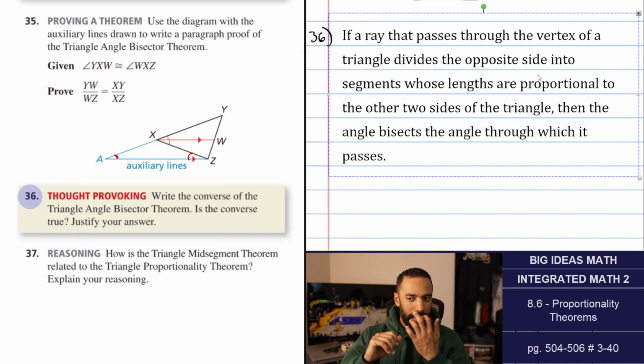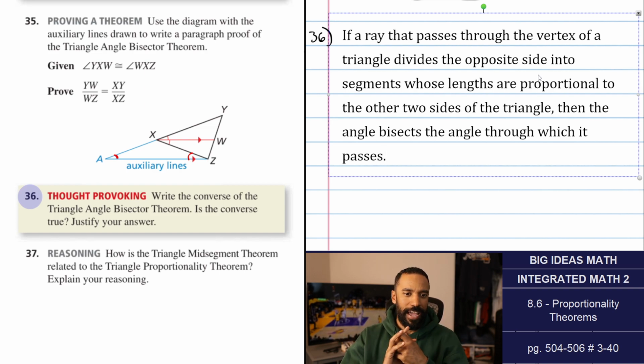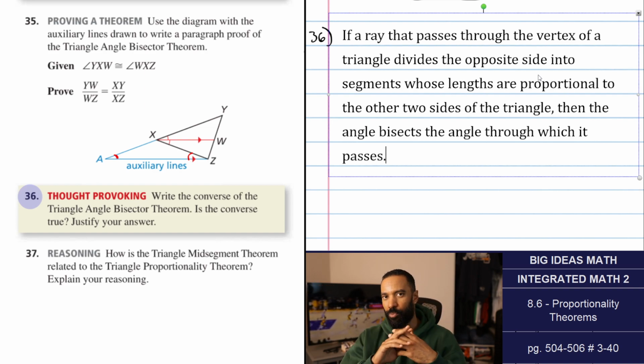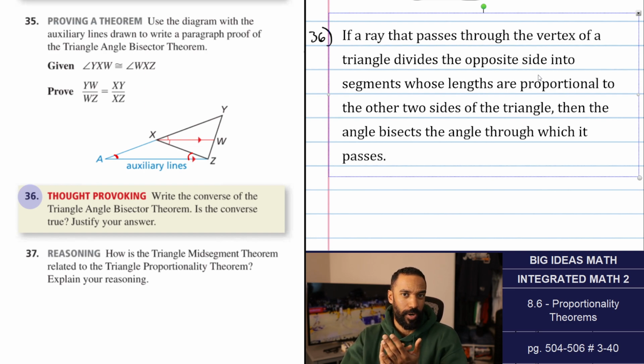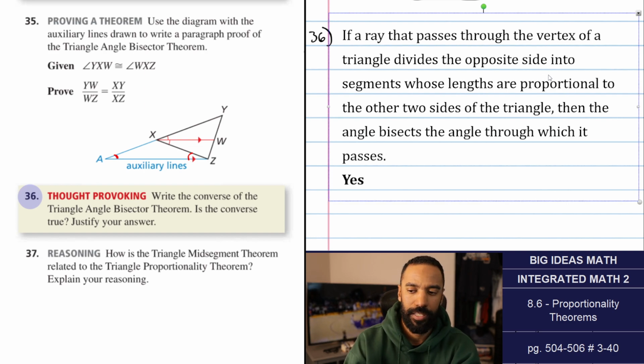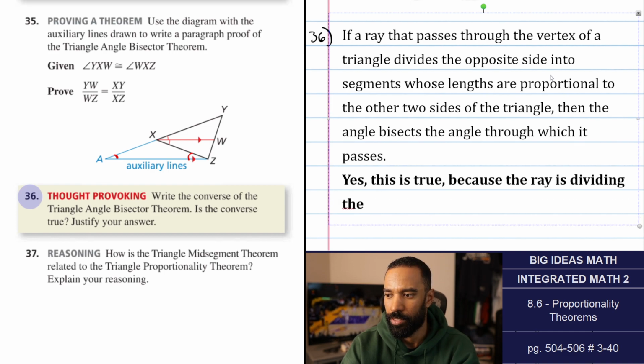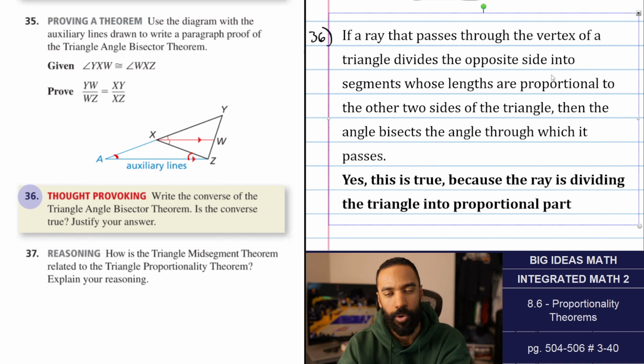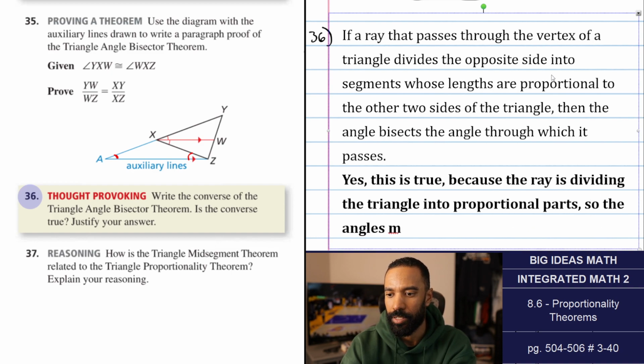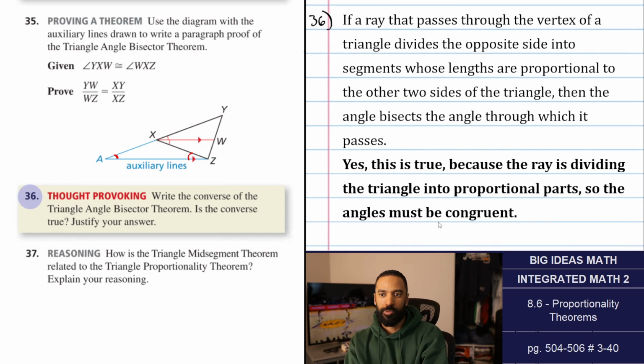Is it true? I believe it would be true because it's dividing it into proportional parts, right? That's the point of what that ray is doing. The ray is basically creating similar triangles. So yes, this is true because the ray is dividing the triangle into proportional parts, and those proportional parts mean you're going to have corresponding parts that are congruent. So the angles must be congruent. That's how triangle similarity goes. Corresponding angles in similar triangles are congruent.